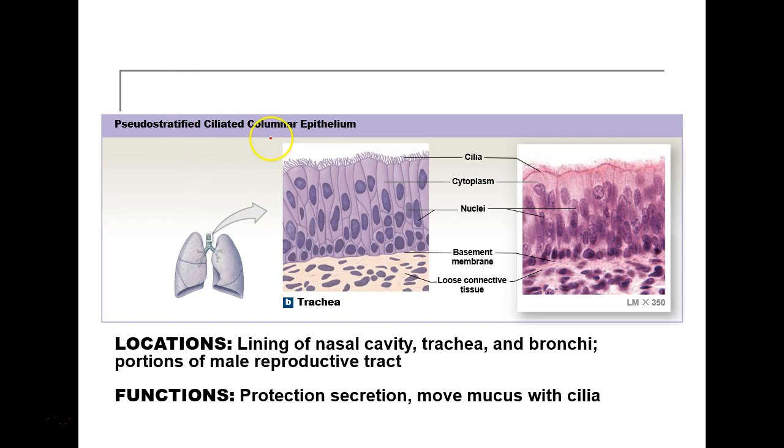Pseudostratified ciliated columnar epithelium. So cilia for movement along the surface of the cell. So lining the nasal cavity, trachea, the bronchi. Then we have a little bit of secretion, but we are moving mucus with that cilia. So in the nasal cavity, we're able to move that mucus posteriorly into our throat, allowing us to get rid of any of that overage of mucus production.